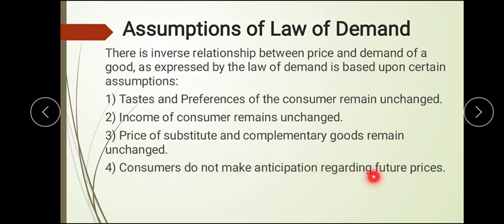Then, the consumer should not make anticipations regarding future prices, meaning expected future prices should not be considered by the consumer. If they do that, the demand in the present situation will change, so that should also not be done. Lastly, the size of population should also remain the same. If the size remains the same, then only can we find how much demand there is for that particular commodity in the market. So if all these other factors remain constant, then only this law of demand will work, because we are calculating with price and demand. So keep these five things in mind, that all of them are constant, and then only the law of demand can work.